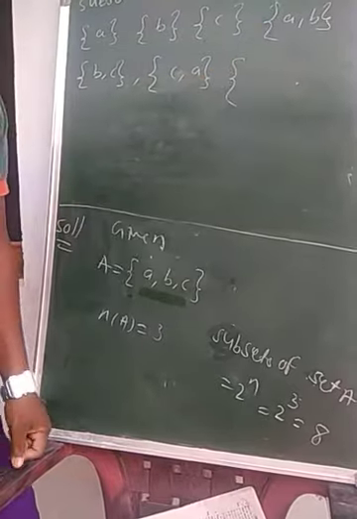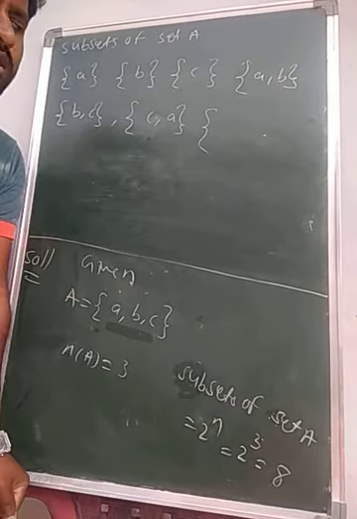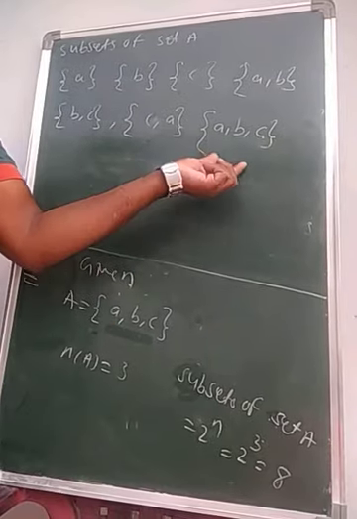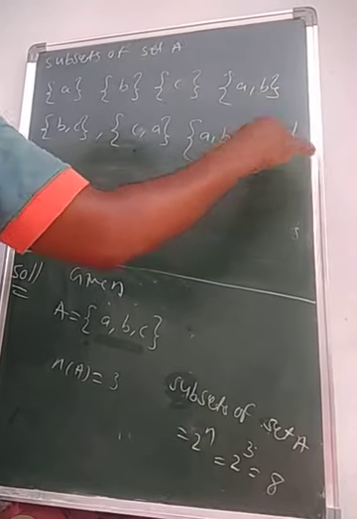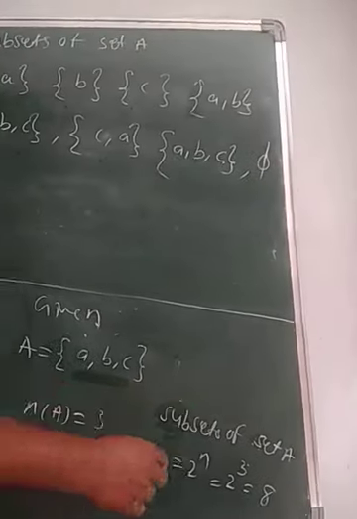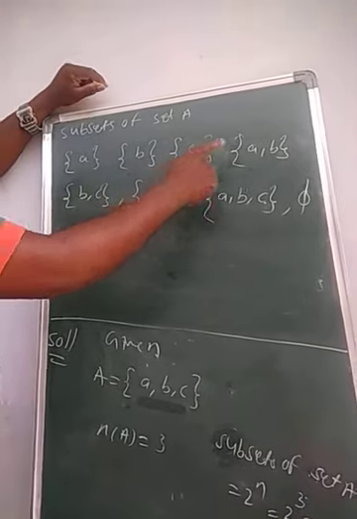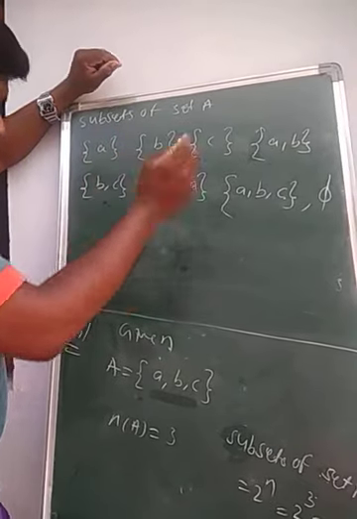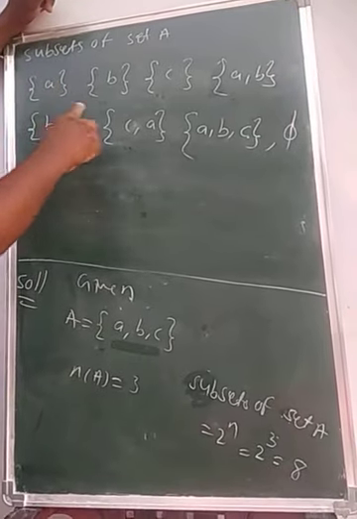And every set has a statement: every set is a subset of itself. That's why {a, b, c} is also a subset of itself only. And as well as phi is a subset of every set. Phi is a subset of every set. Okay now students, so how many subsets are there? 1, 2, 3, 4, 5, 6, 7, 8. So we can write the subsets like this.